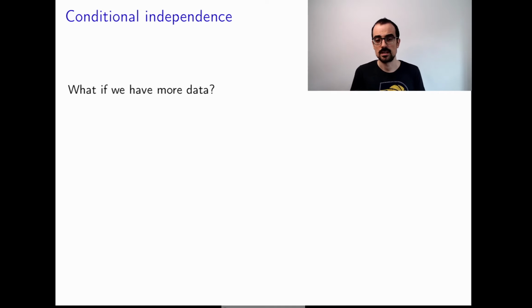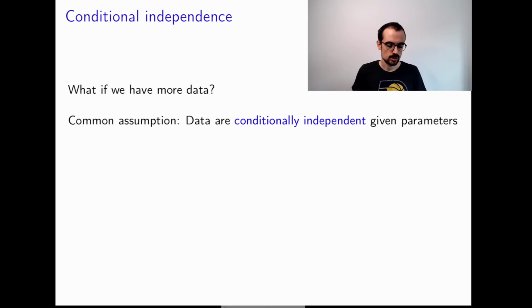Now, in our previous example with the coin flip, we had a single data point. It was great because it allowed us to understand the steps in Bayesian modeling very clearly, but you're always going to have more data, right? So what if we have more data? A common assumption is that once we fix the distribution of the parameters, the data are going to be conditionally independent given the parameters. So we have a coin flip given whatever is the probability of heads. Given that probability of heads, we often assume that the observed data points are independent.